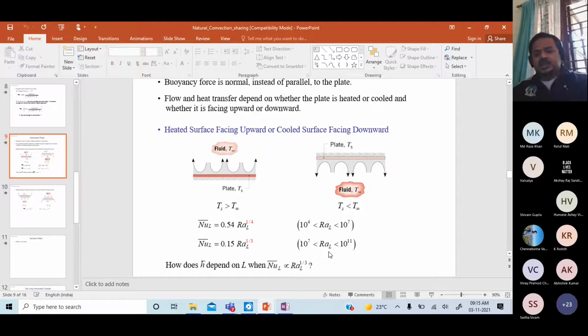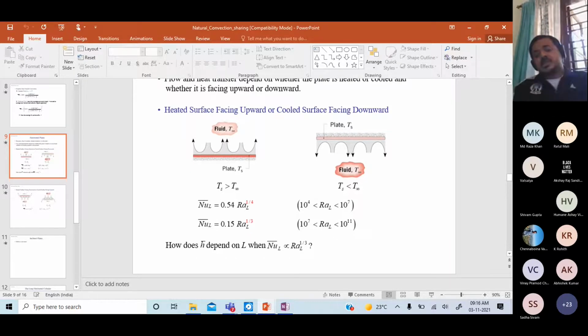I've just put a small question at the bottom. If average Nusselt number varies as Rayleigh L to the power 1/3, how does the average heat transfer coefficient depend on L? You can work it out.